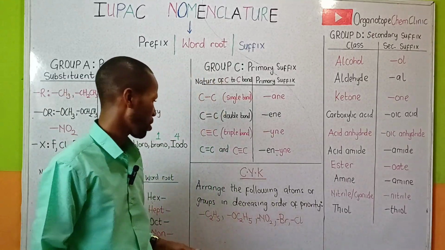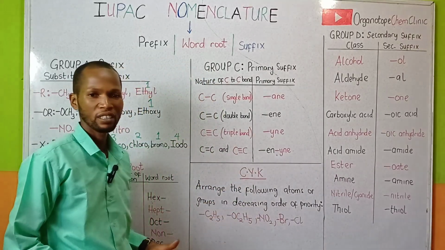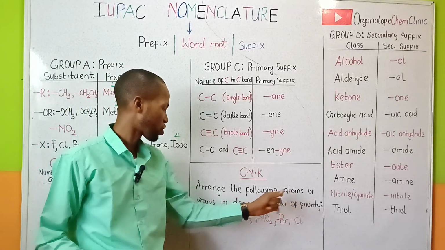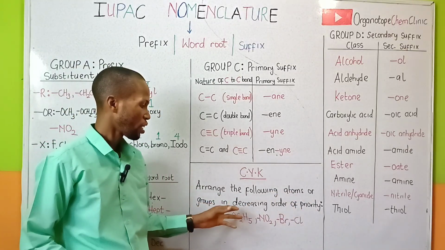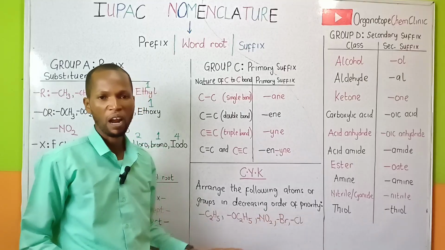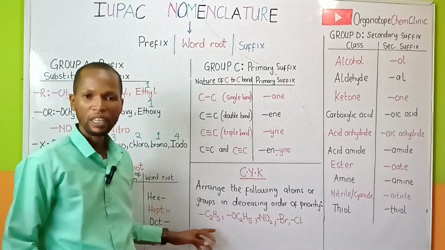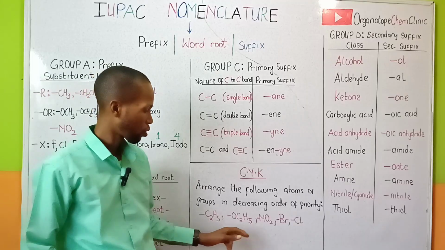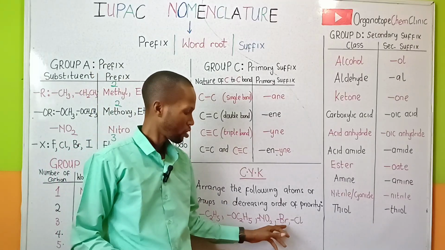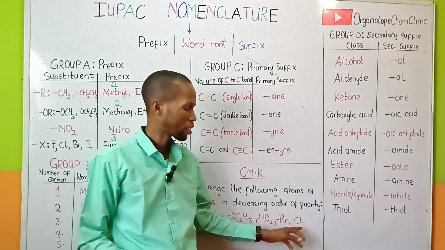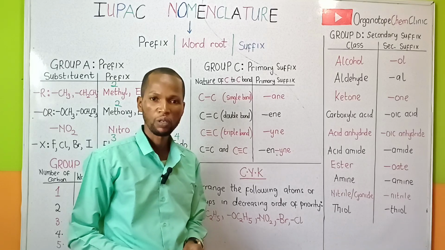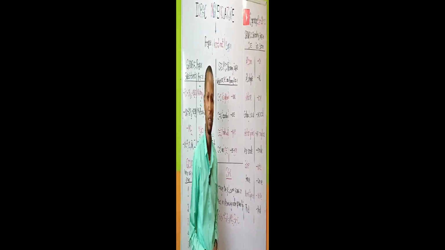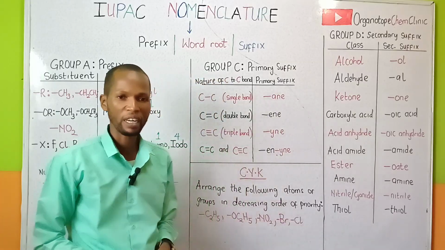Moving on, we have a question right here on our CYK. Check your knowledge. Arrange the following atom or group of atoms in decreasing order of priority. We have the ethyl group right here. We have the ethoxy group, the nitro group, the bromo group, as well as the chloro group. So I would like you to pause the video while you answer this question. All right, can we answer this question together?